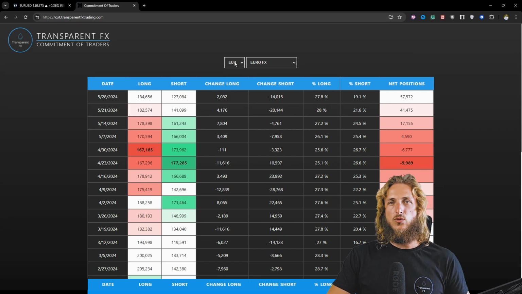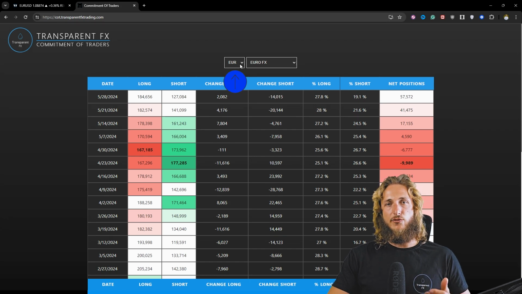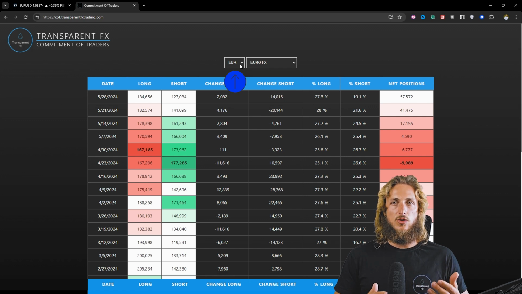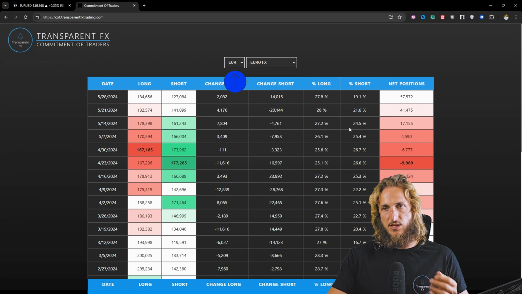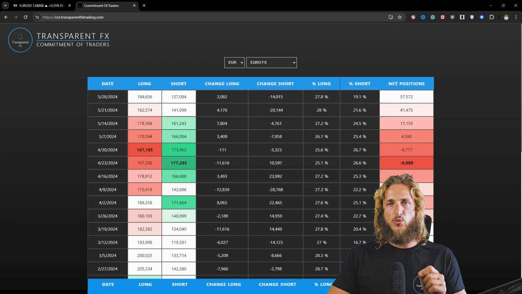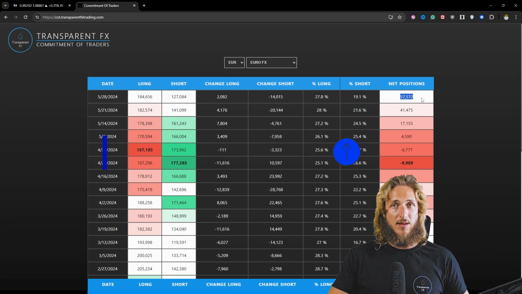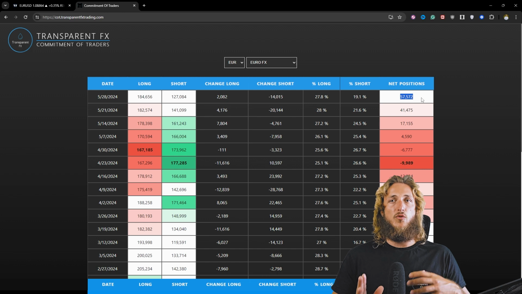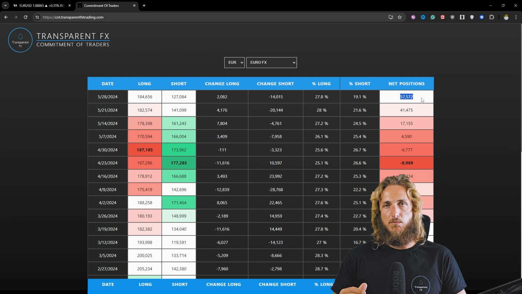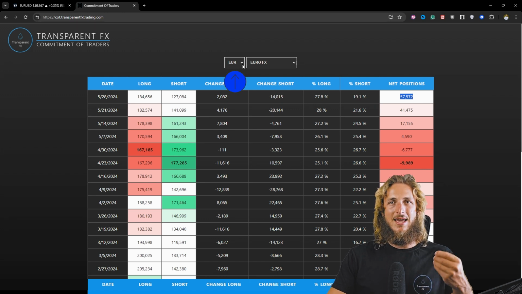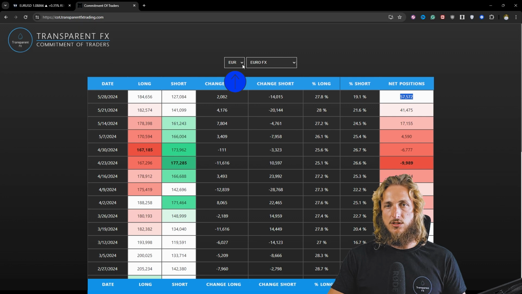Now, the first thing to keep in mind is that if we're looking at the data for the euro, we're already looking at EURUSD, because all currencies on the spot are traded against the USD. And what we can see is that with the last reports, net positions have been massively increased. We went from having minus 9.9k net positions all the way up to plus 57.5k net positions. So institutions have been moving aggressively back to the bullish side for EURUSD, increasing their longs and decreasing their shorts.